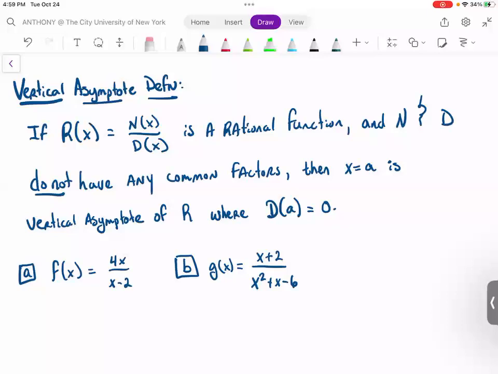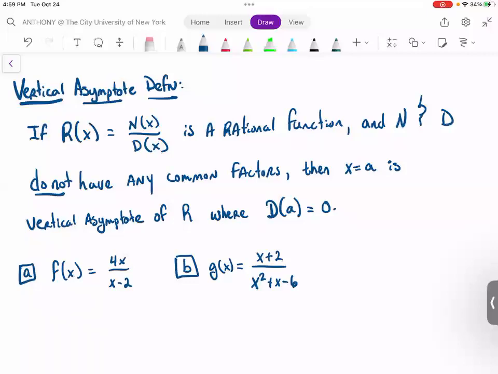First of all, when you look at a rational function, it appears to look like a fraction. And we know a fraction contains two components, a numerator and a denominator. So the letters n and d represent numerator and denominator. N of x is the numerator's function, and d of x is the denominator's function. Okay? Now, as long as the numerator and denominator do not have any common factors at all, then x equals a is our vertical asymptote of the rational function.